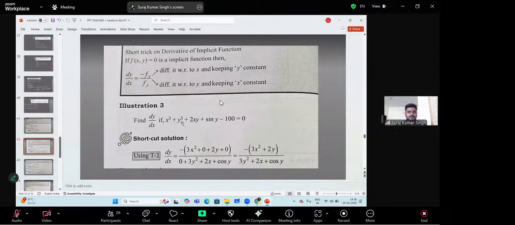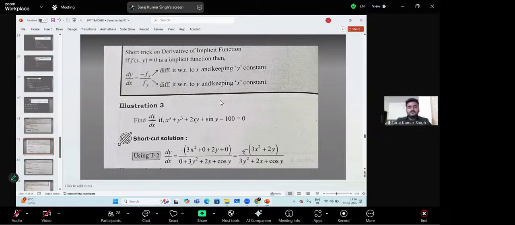After differentiation, the derivative of x cube is 0. And y cube, with y as the variable, gives 3y square. For 2xy, I will write 2x. And the derivative of sin y will be cos y. Now you can see that the answer is coming in one line.